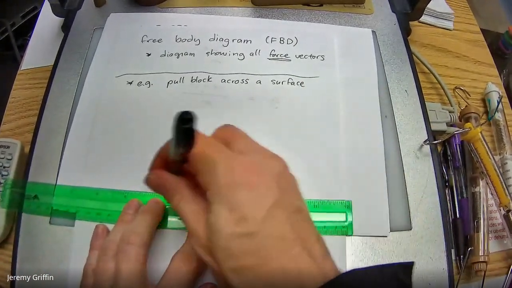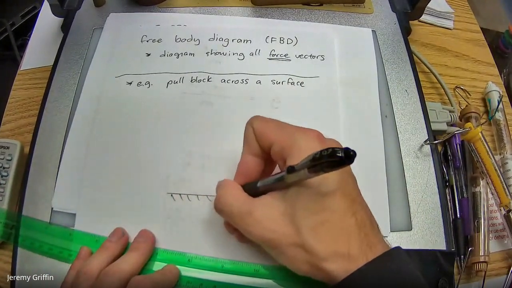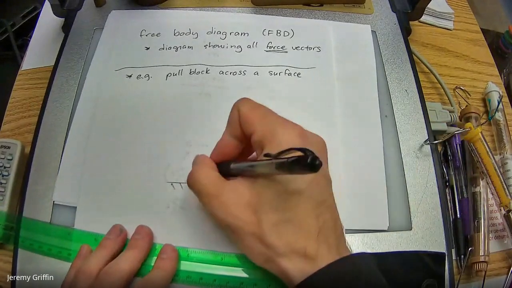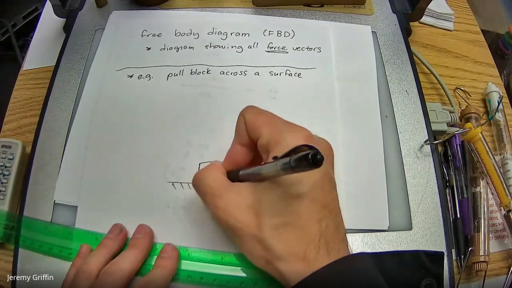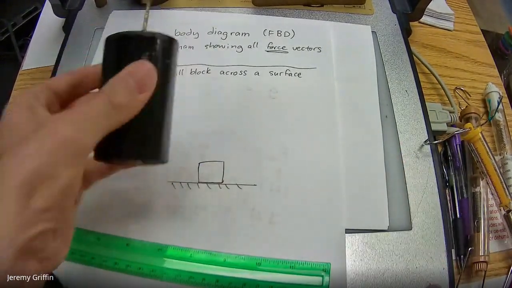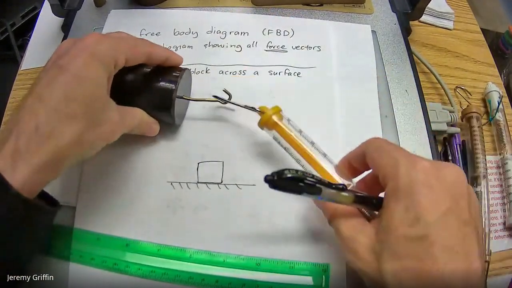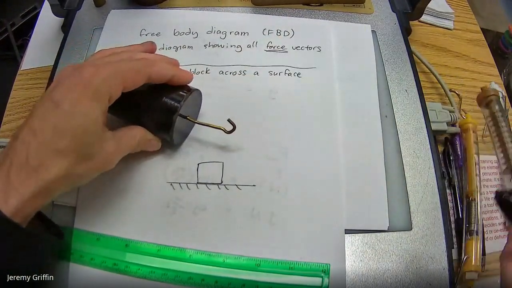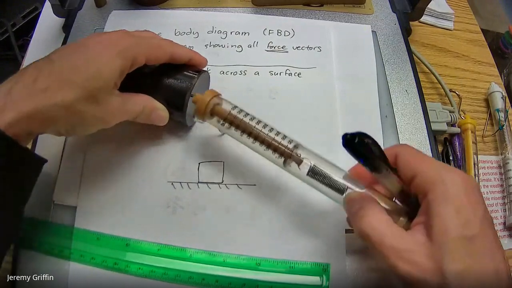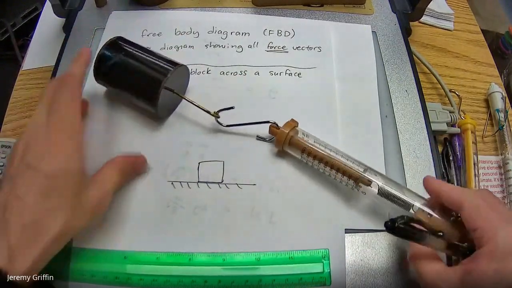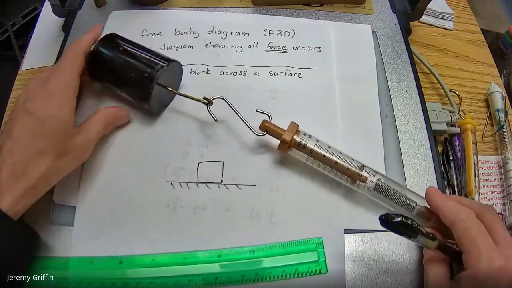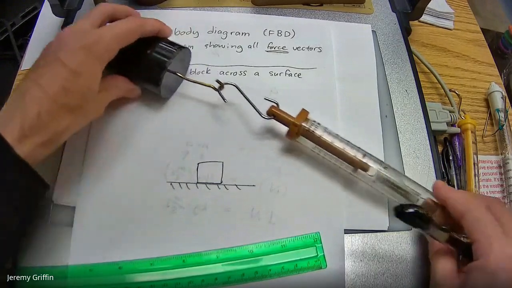So maybe there was a table surface. It could be the table surface right there. There's a block on the surface, one of these lab weights, right? And then what you guys did is you hooked up a spring scale and just started pulling across the surface. Something like this. Start pulling across the surface, right?